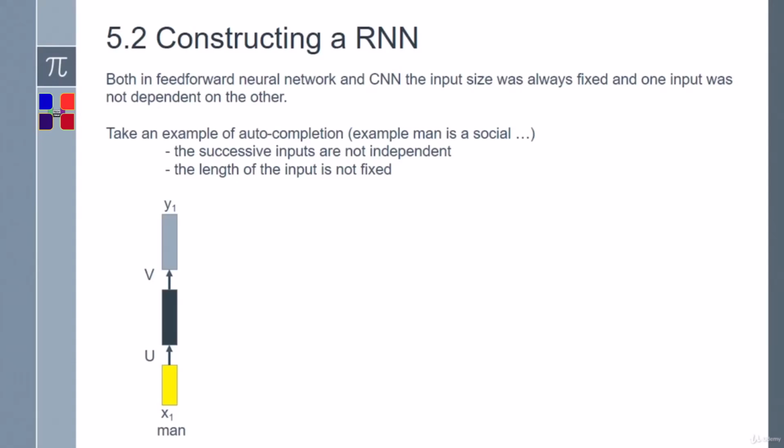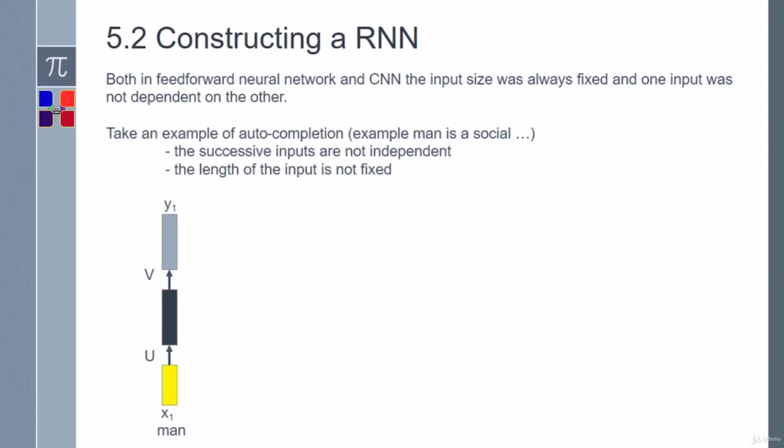Let's take an example of auto-completion, and let's say that you have been given 3 words: Man is a social, and you have to predict the 4th word. If you just look at the word social, you may not be able to predict the word animal. Similarly, if you look at the last 2 words. But if you look at the whole sentence, man is a social, then there is a higher chance of predicting the next word.